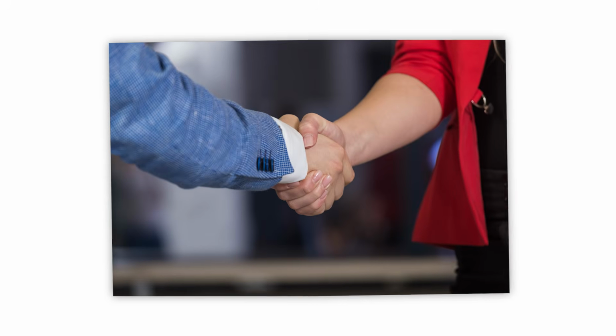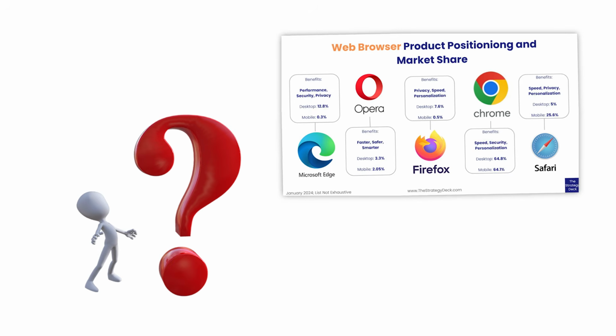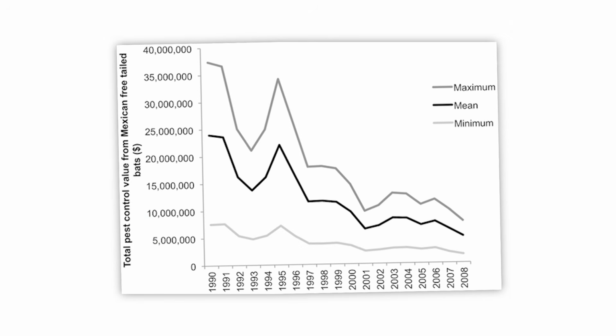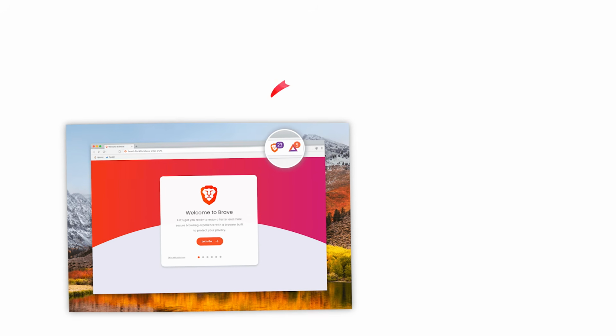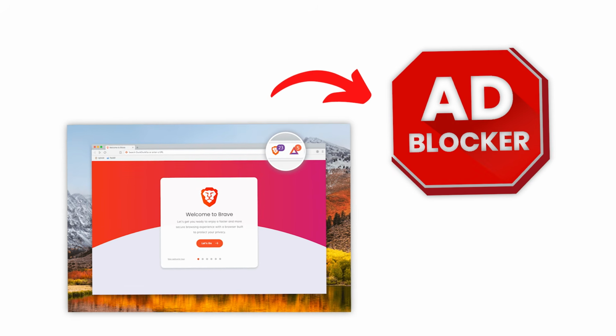You can cash out, tip creators, or auto-contribute to sites you visit. Whether this model works at scale is an open question. BAT's value fluctuates, the inventory is limited, and most Brave users never interact with the token system. They just use it as a fast, private browser with a built-in ad blocker.